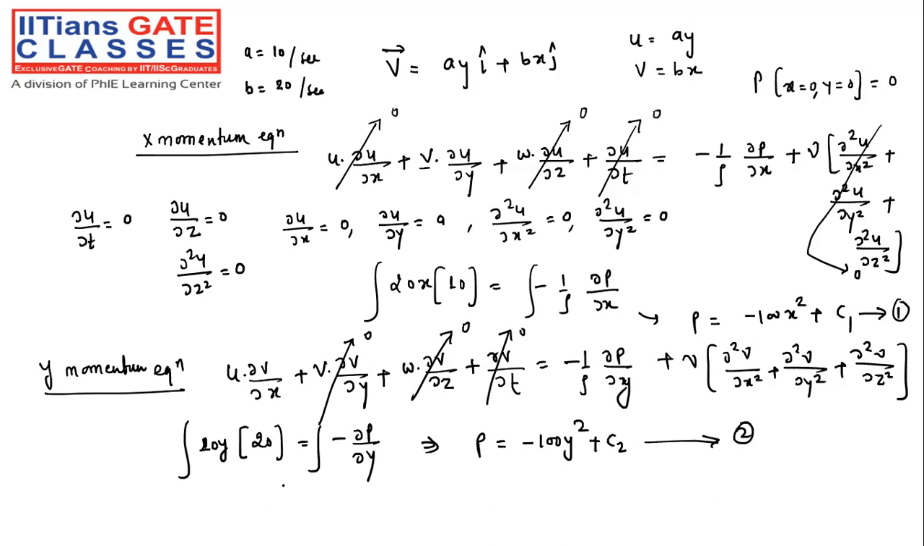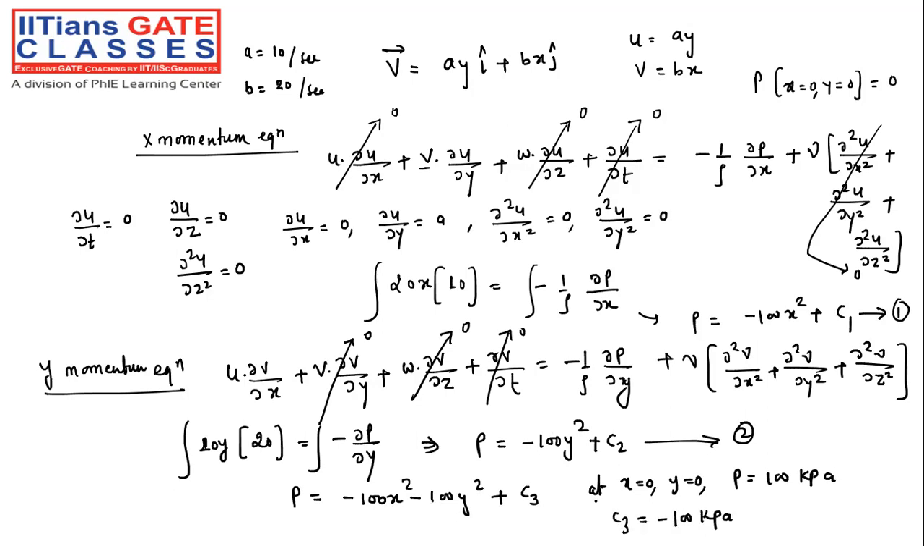If you just combine equation number 1 and equation number 2, what you are going to get? Minus 100 x square minus 100 y square. C1 plus C2 together will become another constant, I'm just giving it a name, C3. At x equal to 0 and y equal to 0, they have given in the problem, the pressure value is what? 100 kilopascal. They have given in the problem very clearly, right? So by that, you will be calculating C3 as minus 100 kilopascal. C3, they have given minus 100 kilopascal.